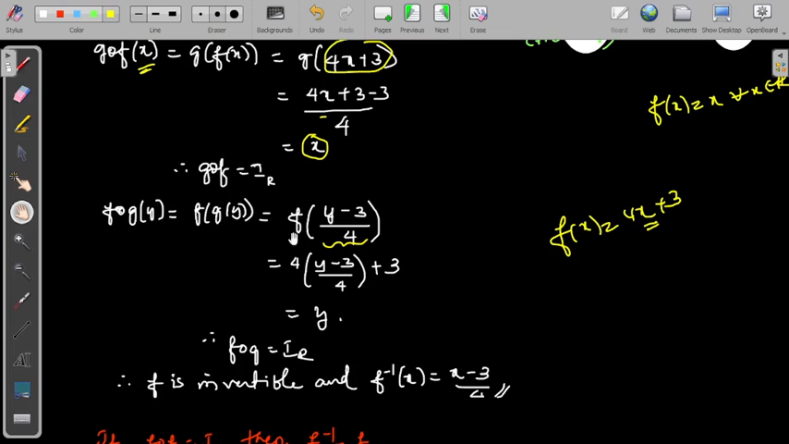Therefore, both the conditions are satisfied. G composite f is also an identity function. F composite g is also an identity function. By combining these two functions in any form, we will get an identity function. Hence, f is invertible, and f inverse of x is equal to g of y. You can either write it as y minus 3 divided by 4, or else you can convert it into x. F inverse of x is equal to x minus 3 by 4.